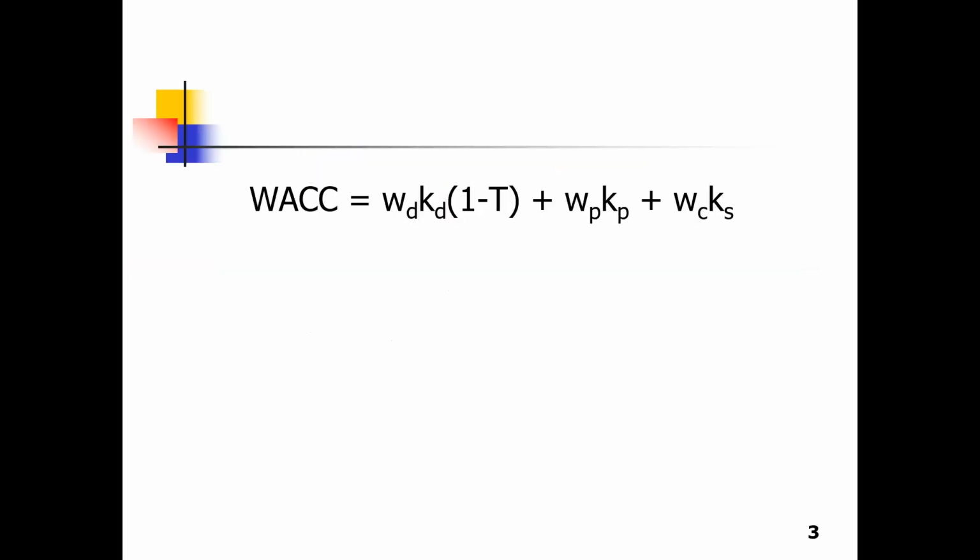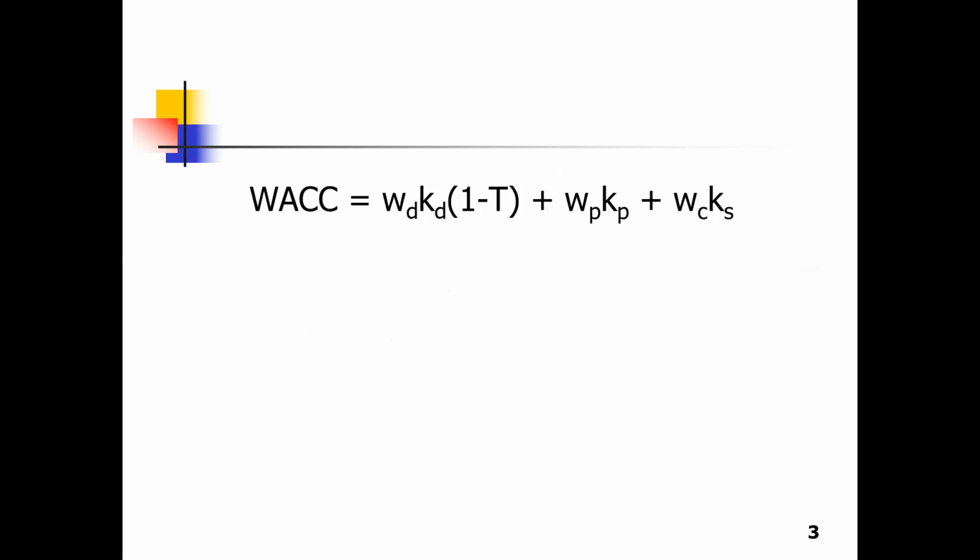Times 1 minus T. T is the tax rate. This is because of a debt tax shield. Debt tax shield means if you are a firm, not an individual, and you borrow money, the interest that you pay on this debt is paid from pre-tax earnings. Therefore, you show less money, less profit to the government after you pay this interest, and you save on taxes. Debt saves you on taxes.